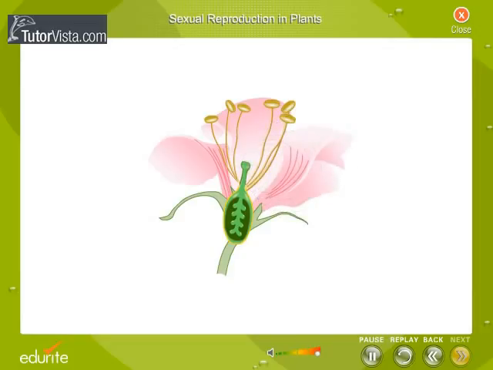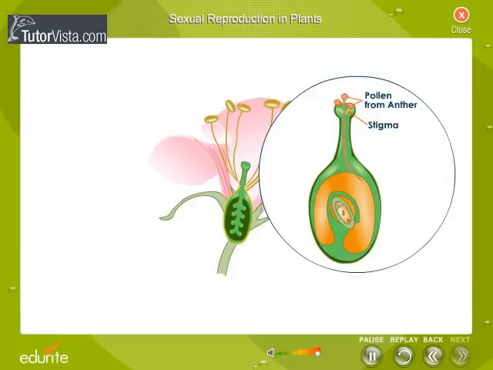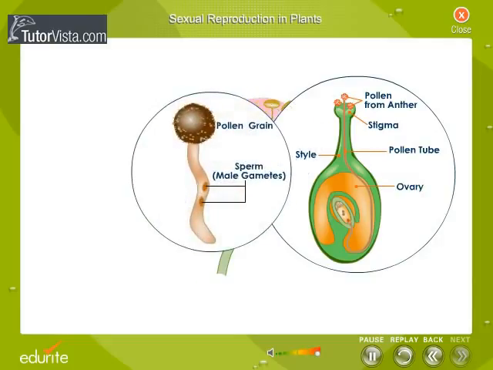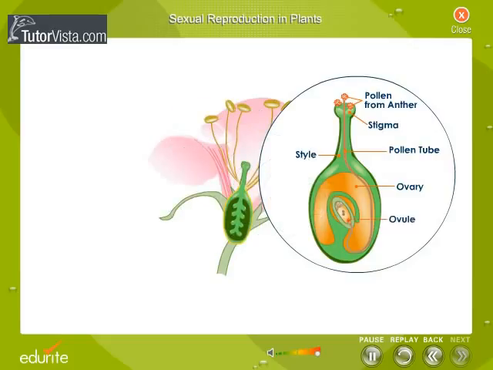Pollen grains can be carried from anthers to the stigma by wind, water, or insects. Pollen trapped by the stigma germinates to produce a long tube, which travels down the style and enters the ovary. The pollen tube contains the male gamete. The male gamete fuses with the female gamete in the ovule.